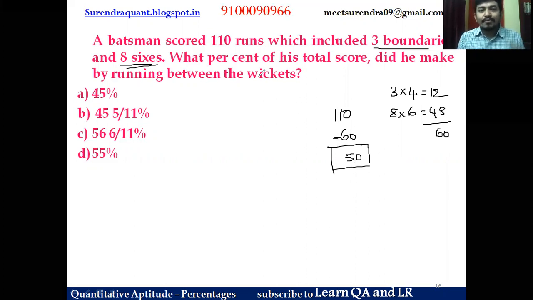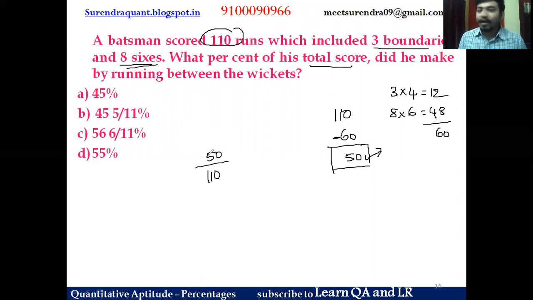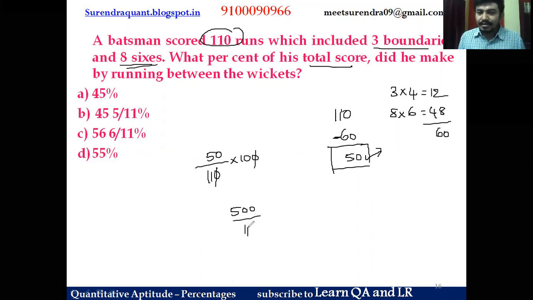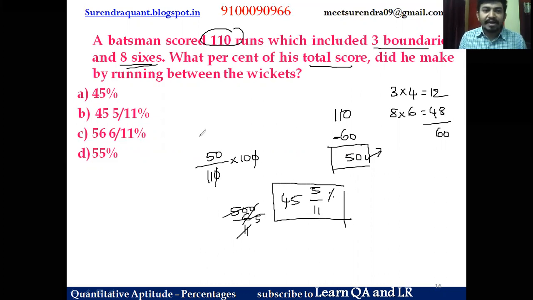Now, what is the question, friends? What percent of his total score? The total score is 110. Out of 110, how many runs did he make by running between the wickets? 50. So 50 is what percent of 110? 50 out of 110, into 100. So 0, 0 gets cancelled. Friends, this is 500 by 11. 11 fours are 44, 6 remainder. 11 fives are 55, 5 remainder. So 45.45%, the percentage of runs he scored by running between the wickets, and that is option B.